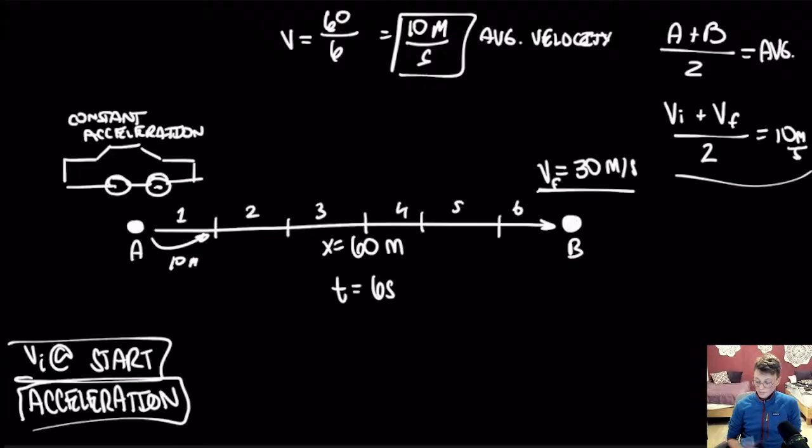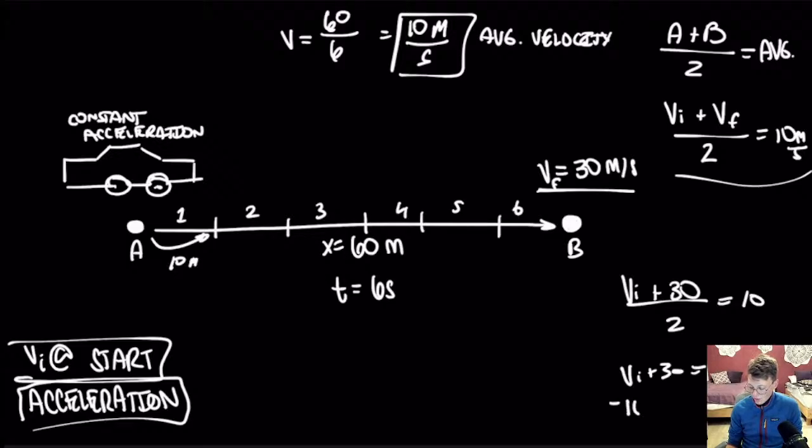Relatively easy to do. So if I come here, what was my V initial? Well, I don't know. I want to solve for that. What was my V final? That was 30. I have to divide that by 2. This has to be equal to 10. And again, we're just doing some math. So multiply that off. VI plus 30 is equal to 20. Subtract 30. VI was equal to negative 10 meters per second.